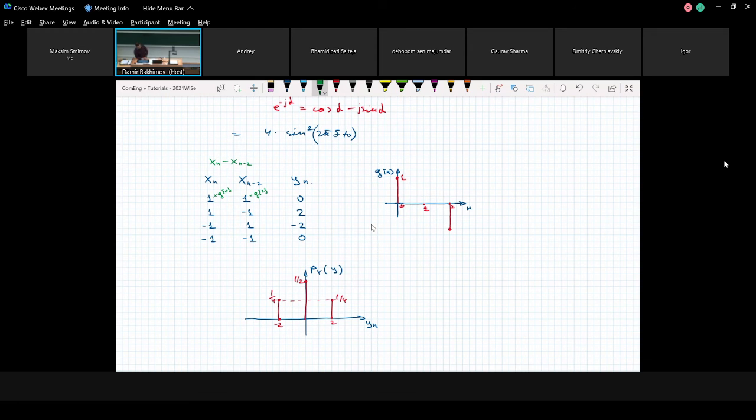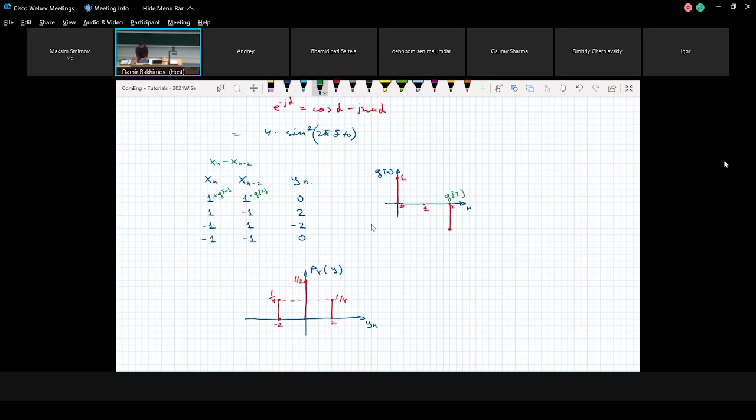But you should be careful, because x of n corresponds to the current symbol. G of 2 corresponds to this delta, a pulse that corresponds to the past symbol, multiplied by the previously received sample. And g of 0 corresponds to the sample that we have at the moment.